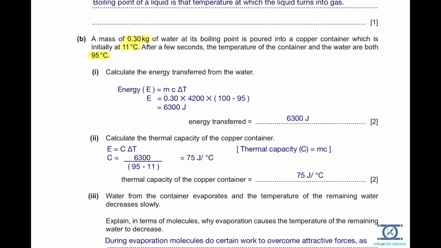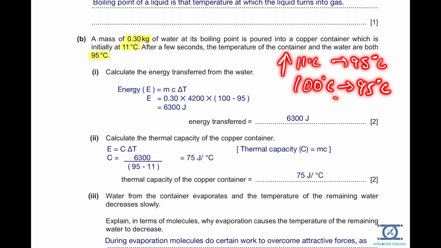The water at its boiling point, 100 degrees centigrade, transfers energy to the copper container. So the copper container raises its temperature from 11 degrees centigrade to 95 degrees centigrade, and the water loses its energy and decreases its temperature from 100 degrees centigrade to 95 degrees centigrade.